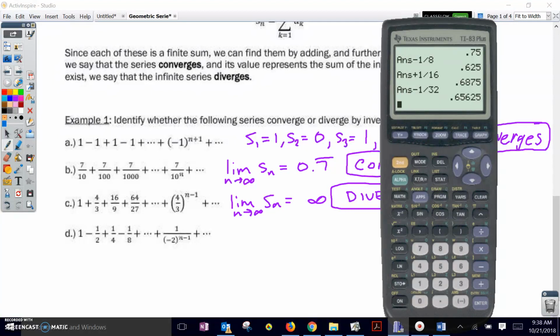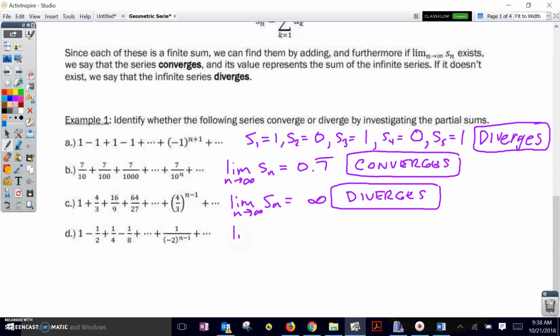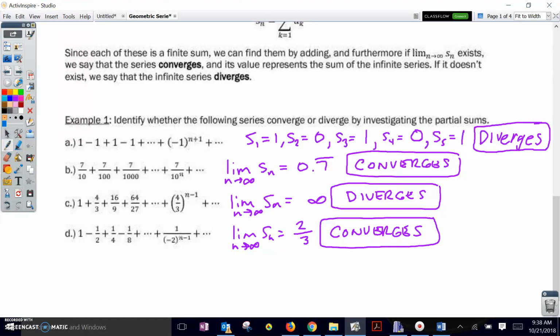And you can see that while this is bouncing back and forth, it looks like it's getting closer and closer to 0.6 repeating. And in fact, that is what's happening. The limit as n goes to infinity of the partial sums here approaches 0.6 repeating, or 2/3, and therefore we will say that this one converges. Alright, so that's how we can use partial sums to determine if any infinite series is convergent or divergent.